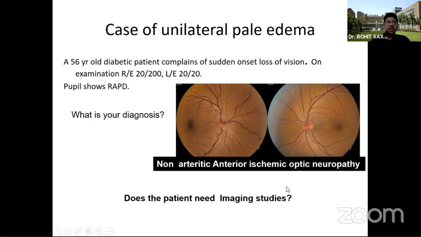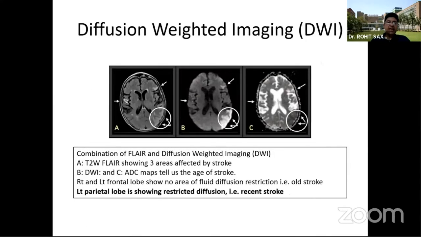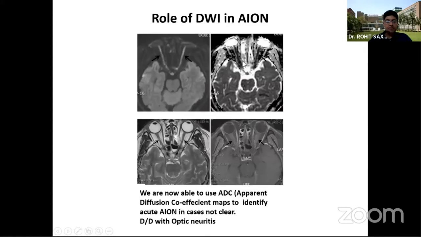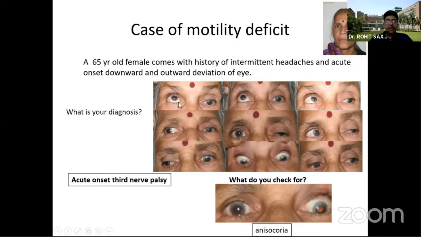Case of unilateral pale disc edema, possibly NAION. Do you need to image? Really, NAION is a diagnosis we make clinically, but now we have diffusion weighted imaging that may over time be able to help us differentiate in those borderline cases where we are not clear whether it's an ischemic neuropathy or an atypical optic neuritis like NMO or MOG that can present in an older population. So till now we used to think older age group, think AION, but now because you have atypical presentations of optic neuritis, maybe in the long term, diffusion weighted imaging may help.